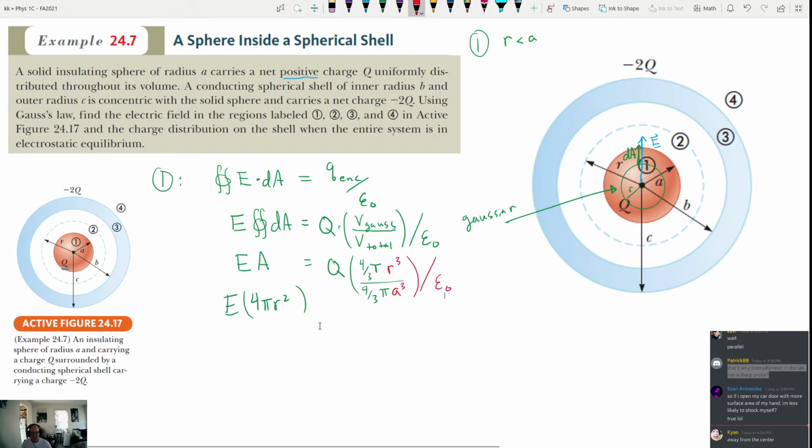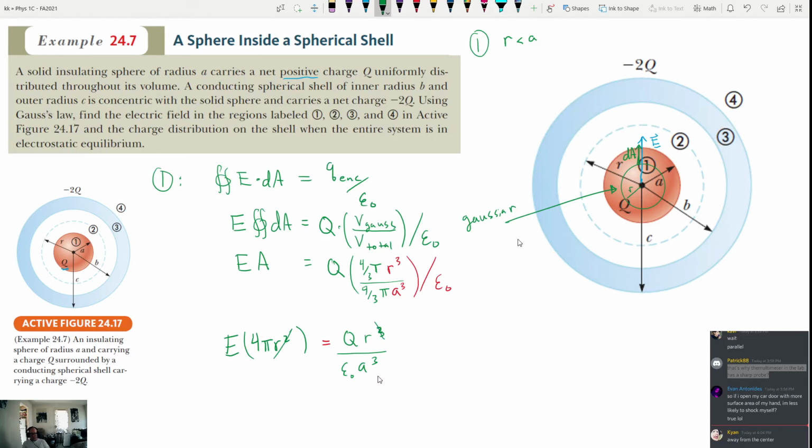Scoot down a little bit here. So when we plug all our numbers in, we're going to get that. These cancel, so you're going to get q r squared over a cubed. Sorry, this is still cubed, r cubed over a cubed. Put the epsilon naught in the denominator. Cancel out those and one of these.